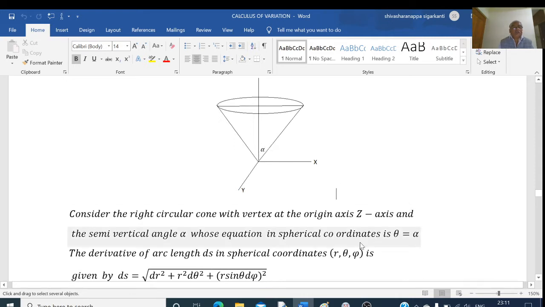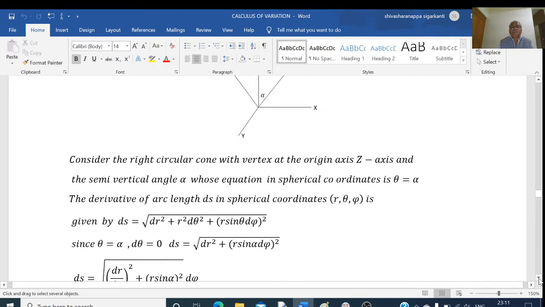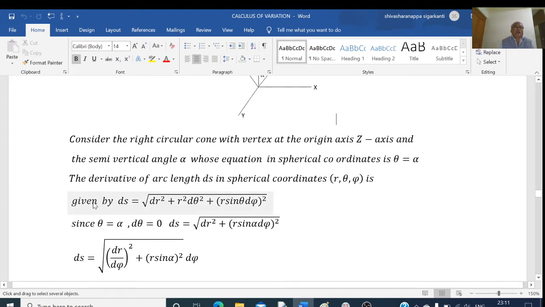The derivative of arc length ds in spherical coordinates is given by ds equal to the square root of dr square plus r square d theta square plus r sin theta d phi square. Now here theta is equal to alpha. It is a constant, fixed quantity. Therefore d theta is equal to 0. Then we get ds equal to the square root of dr square plus r sin alpha d phi square.